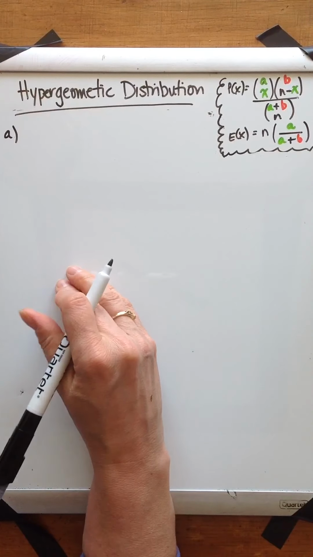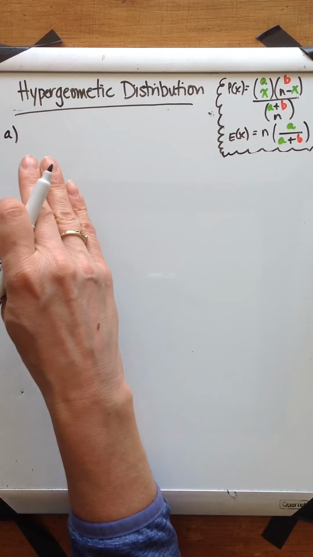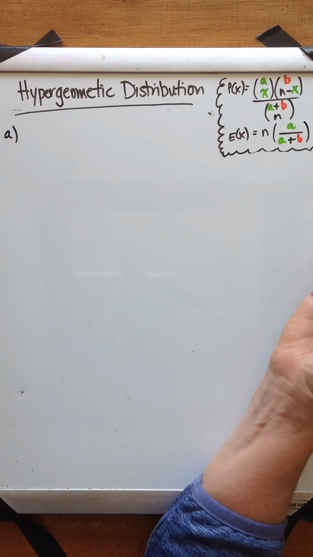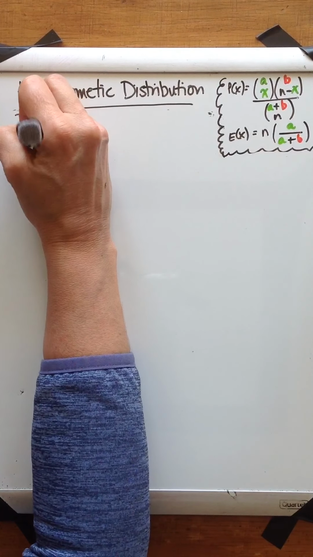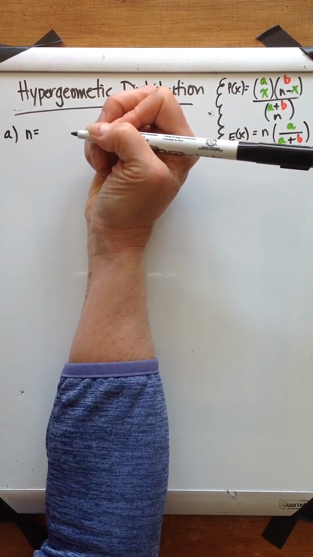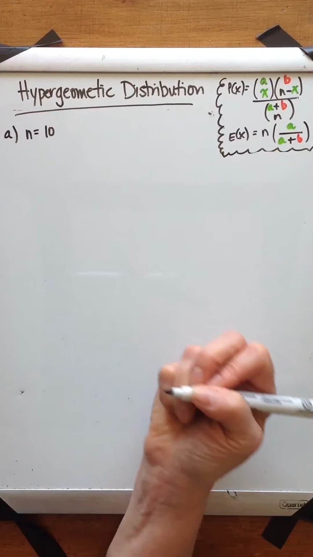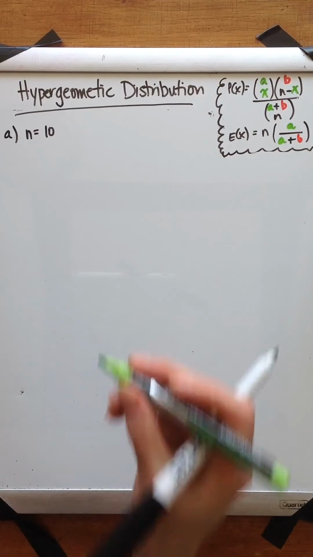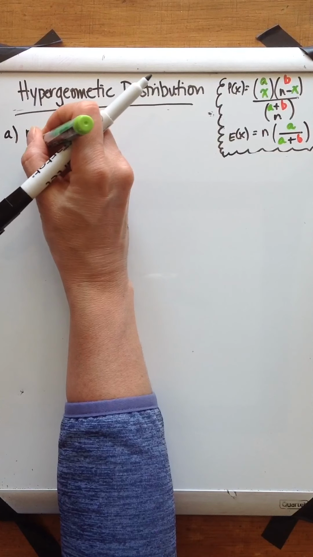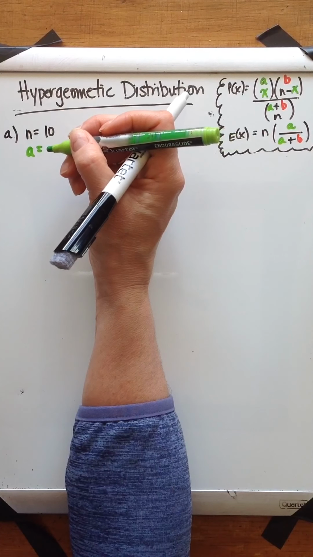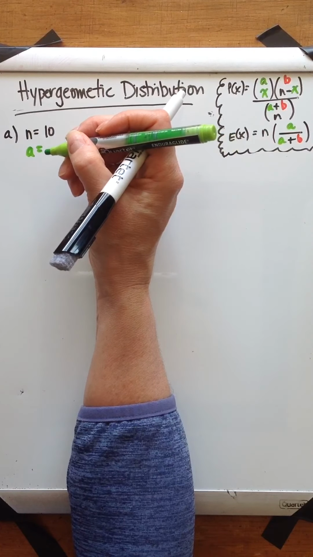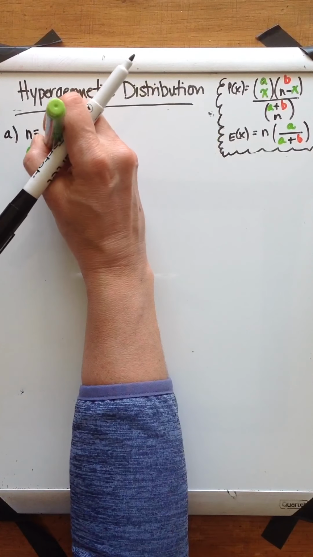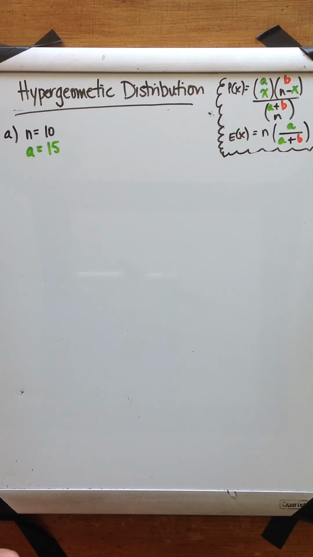So again, what I like to do is lay out what my variables are, and then the next step is just a substitution process. My number of trials, I'm taking 10 tacks out of the box, so n is 10. A is our opportunity for success, and we're going to deem success as drawing out red ones, so there are 15 opportunities to pull out a red one if there are 15 red tacks in the box.